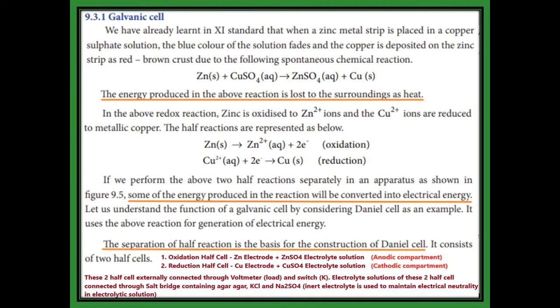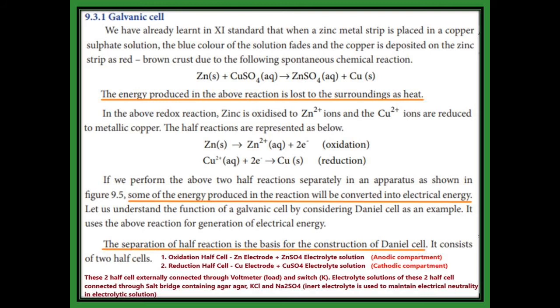In this reaction we get some energy, and that energy is converted into electrical energy in the galvanic cell. We can understand the galvanic cell function from the Daniell cell. The Daniell cell is constructed with two half cells: one is the anodic compartment and the other is the cathodic compartment. We will see the diagram in the next slide. The anodic compartment contains a zinc electrode and zinc sulfate electrolyte solution.